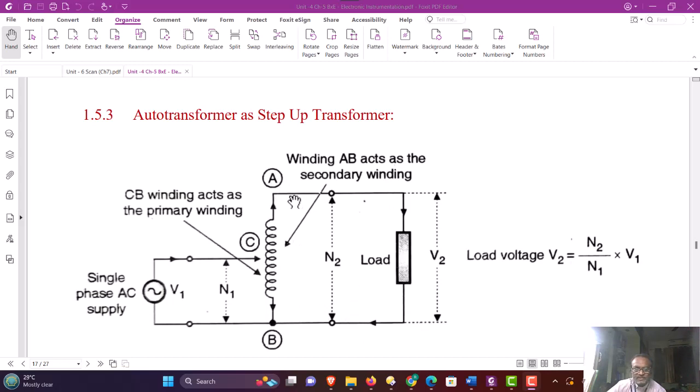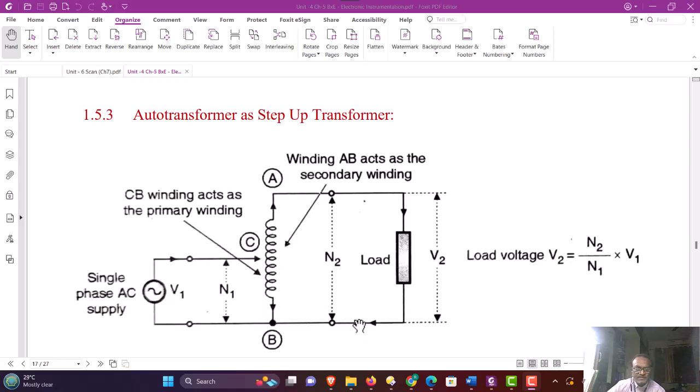The total number of turns denoted here is say N2, that is the total secondary number of turns, and the primary number of turns are denoted by N1, that is the number of turns present between point C, that is the variable pointer position, and the fixed terminal B. Load is connected across the fixed terminal A and B, that is across the high voltage winding or HV winding.